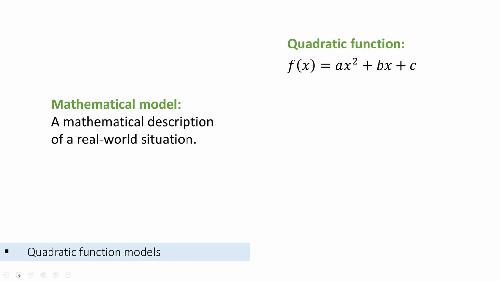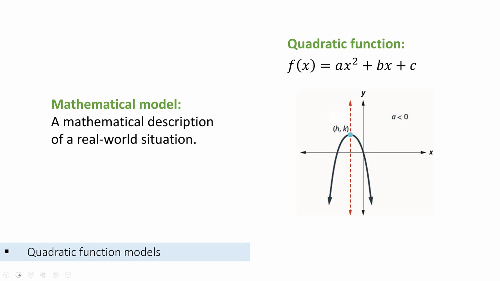Here we have the general form of the quadratic function. The quadratic function has a power of 2, and it can have up to 3 terms. The first term is the quadratic term, the second term is the linear term, and the third term is the constant term. A, B, and C can be any real number, but A cannot be 0 because the quadratic function must have the quadratic term. If A is 0, then you wouldn't have the quadratic term and it wouldn't be a quadratic function.